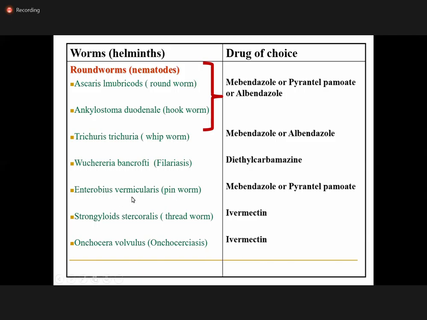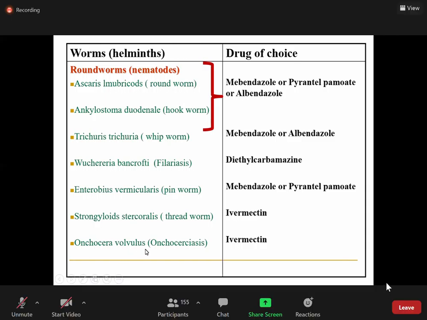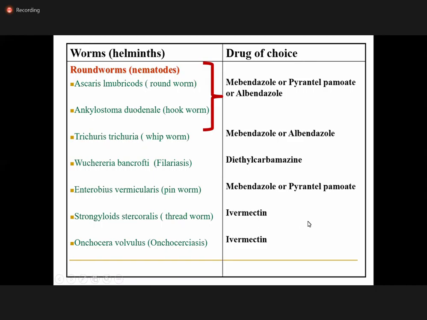Then Enterobius vermicularis, pinworm, is the second highest in Pakistan; the first highest is Ascaris lumbricoides, and the second highest is the pinworm, Enterobius vermicularis. Again, you can see the same drugs, albendazole or pyrantel pamoate, just like Ascaris lumbricoides. But here there is a difference. Strongyloides stercoralis, that is threadworm, or Onchocerca volvulus, where onchocerciasis is the disease: in these two examples, the drug of first choice is ivermectin.